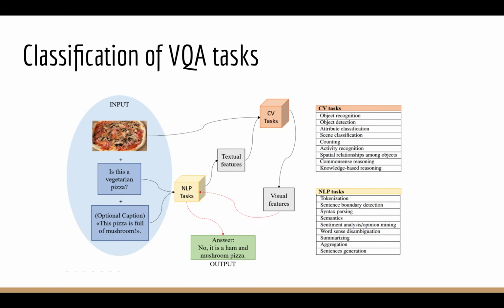Here, a pizza image is displayed along with a question, is this a vegetarian pizza? Along with a hint, this pizza is full of mushroom. This is optional. Even if they don't give it, it calculates based on the algorithms and generates the answer: no, it is a ham and mushroom pizza.